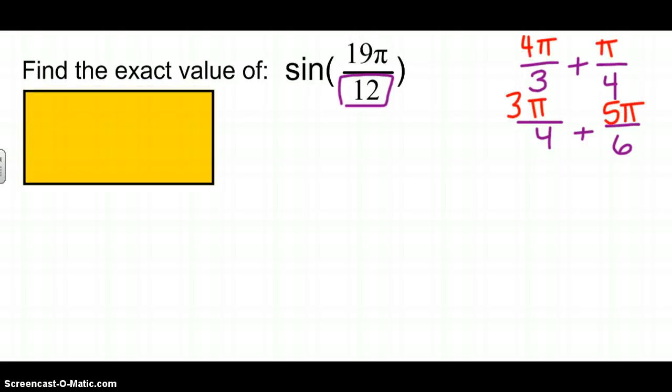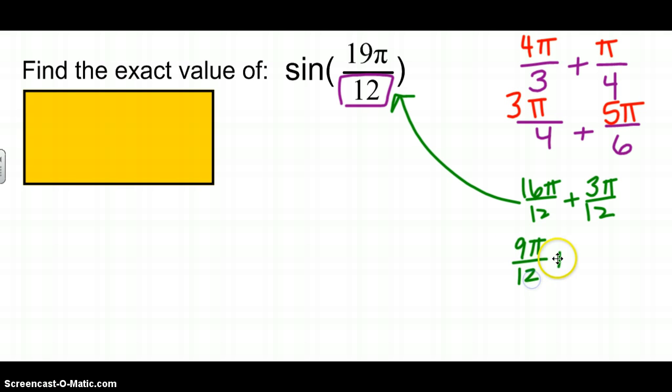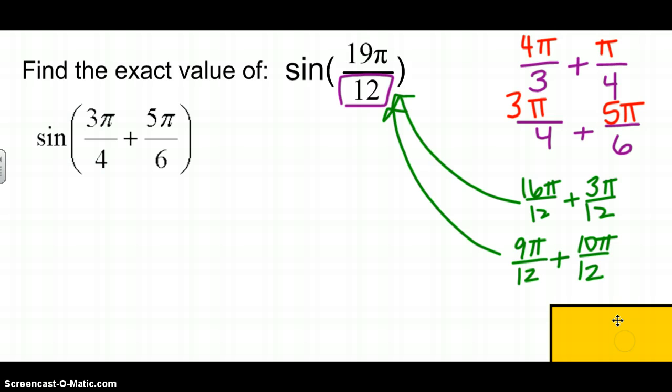Alright, two examples I came up with would be 4 pi over 3 plus pi over 4. Because when you find a common denominator here, you're going to get 16 pi over 12 plus 3 pi over 12, which gives you 19 pi over 12. The other one you could do is 3 pi over 4, which when you find common denominators is 9 pi over 12, plus 5 pi over 6, which is 10 pi over 12. When you add them together, you get 19 pi over 12. So I'm going to choose to split 19 pi over 12 into this one here, 3 pi over 4 plus 5 pi over 6.